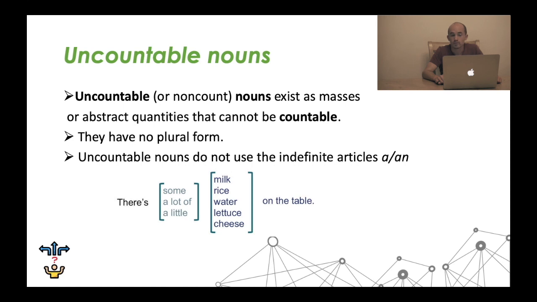Now, uncountable nouns or non-count nouns exist as masses or abstract quantities that cannot be counted. They have no plural form. Also, uncountable nouns do not use the indefinite articles a or an. For example, there's some, a lot, or a little of milk, rice, water, lettuce, cheese on the table. But if we take away the quantifier, you just say there's milk on the table.